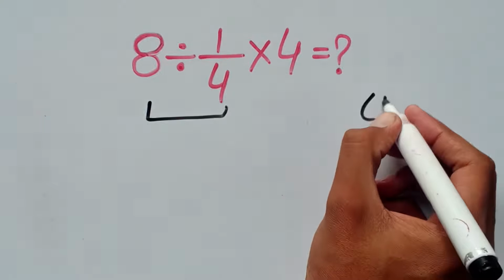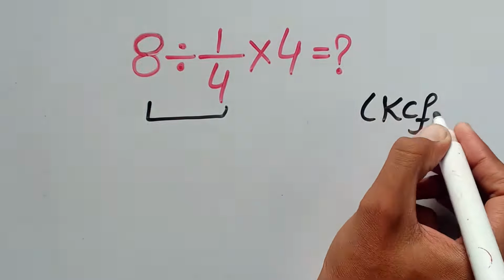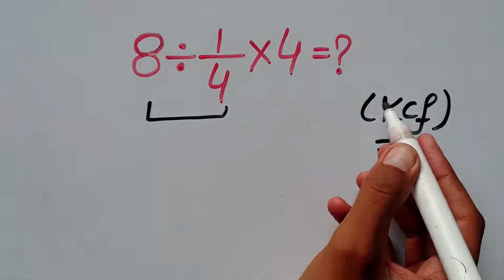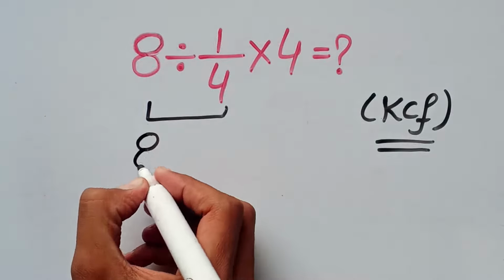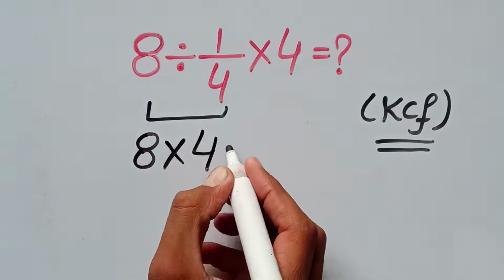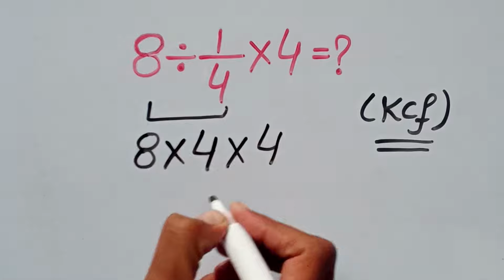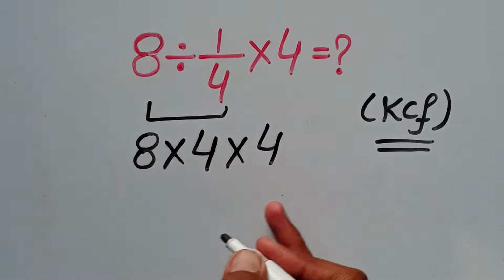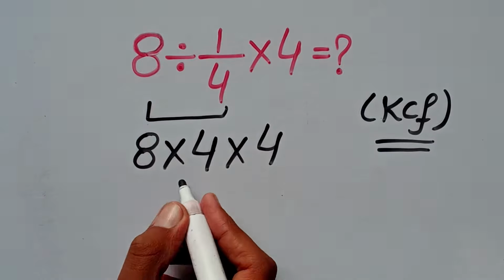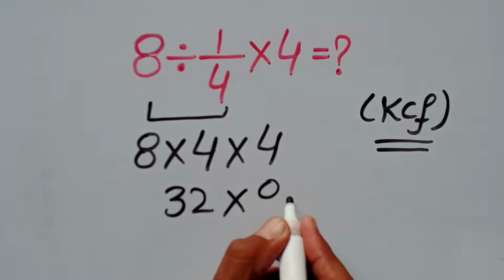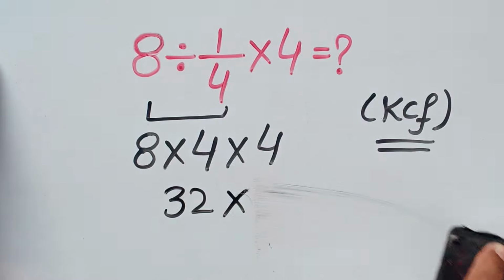To solve this part, we follow the rule of KCF, which stands for keep, change, flip. According to the KCF rule, whenever we change division to multiplication, the numerator is changed to the denominator and the denominator is changed to the numerator, and we can write the given question as 8 times 4 equals 32 multiplied by 4.